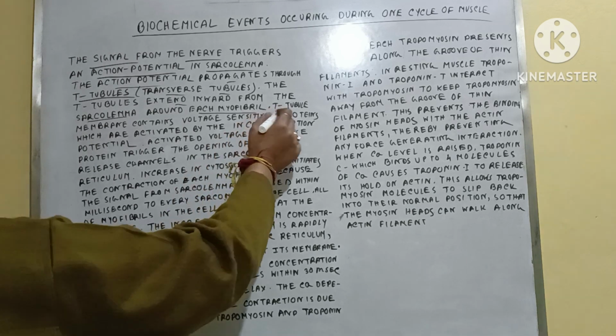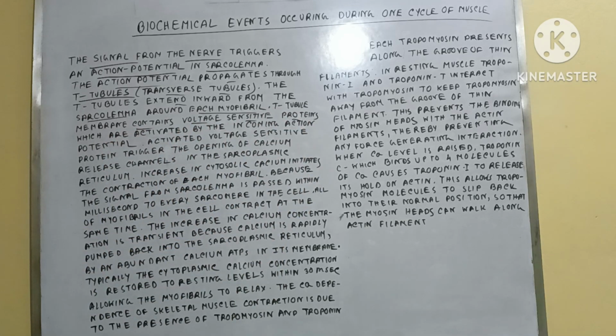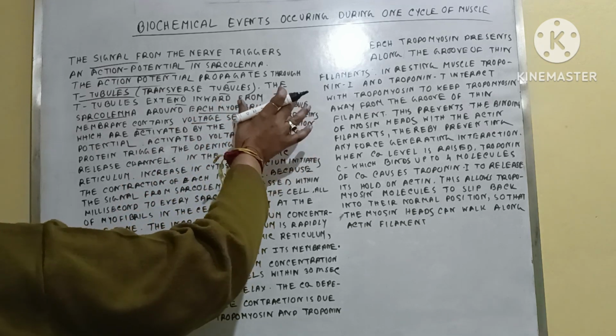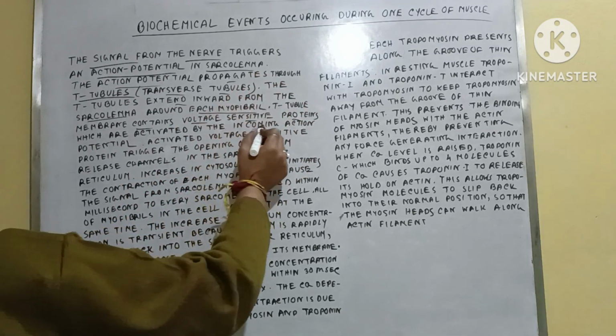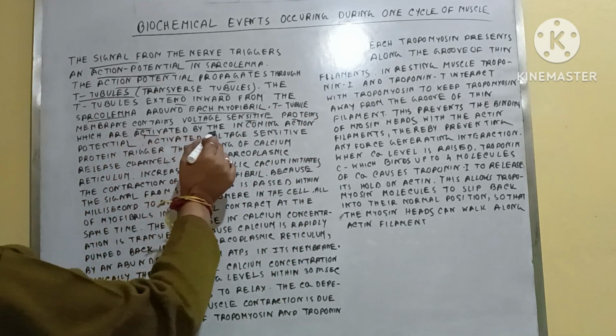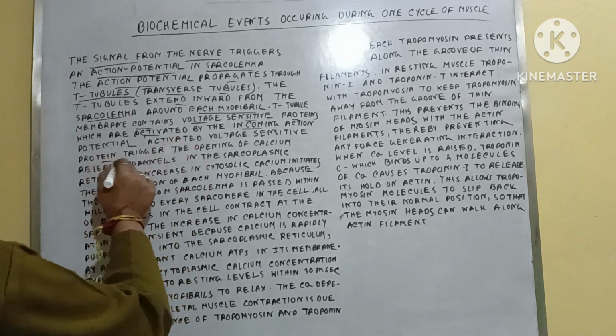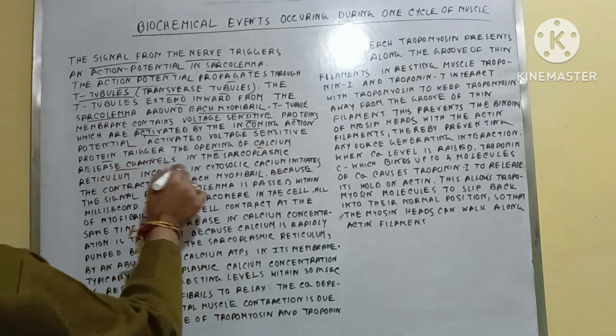Okay. The T tubule contains voltage sensitive proteins, and these are activated by the incoming action potential. If the action potential is not coming by the triggering of the nerves, then the proteins are not activated; they remain in their normal condition. Okay. So once activated, these proteins trigger the opening of the calcium channels.